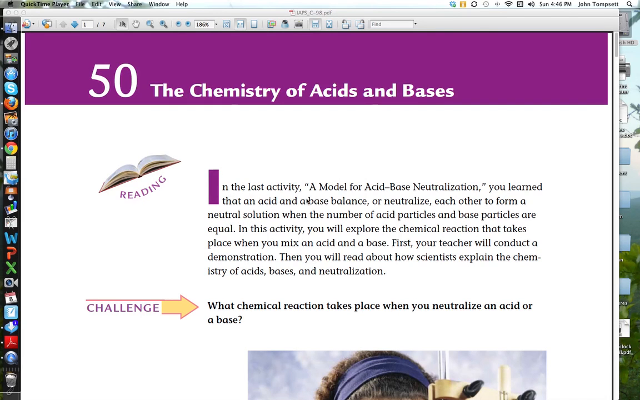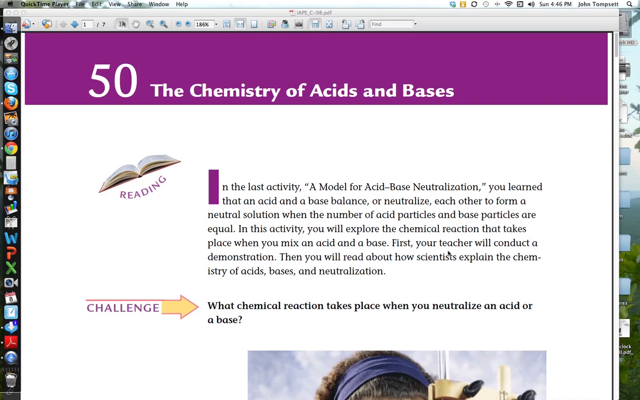In the last activity, a model for acid and base neutralization, you learned that an acid and a base balance or neutralize each other to form a neutral solution when the number of acid particles and base particles are equal. In this activity, you will explore the chemical reaction that takes place when you mix an acid and a base.